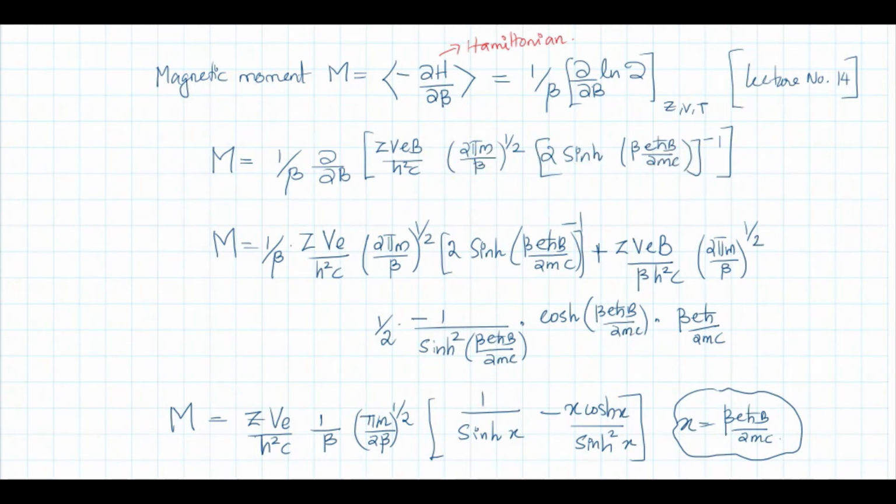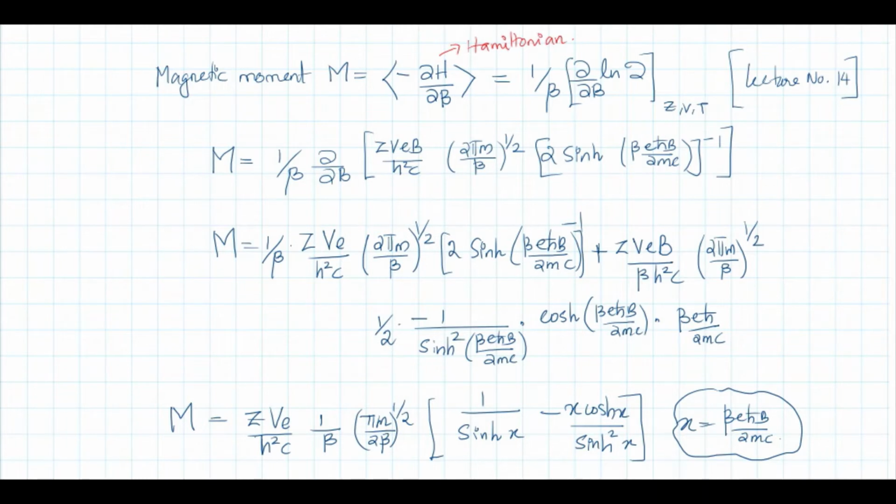There are two terms containing B. One is this one and one is in the argument of sinh. So you have to apply the product rule. First you keep z Veb by h square c, 2 pi m by beta raised to half, 2 sinh beta e h cut b by 2mc whole raised to minus 1 as constant. Take the derivative of B; the derivative of B with respect to B is 1. So you got the first term, plus then you keep these terms as constant. Then take the derivative of 1 by sinh of this quantity. 1 by sinh derivative is minus 1 by sinh square beta e h cut b by 2mc. Sinh derivative is cosh beta e h cut b by 2mc.